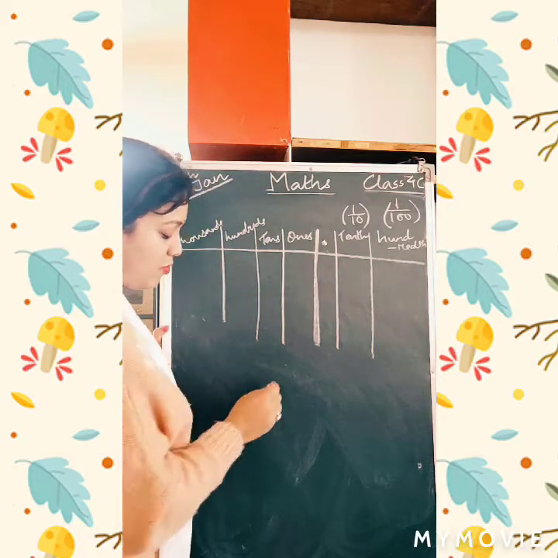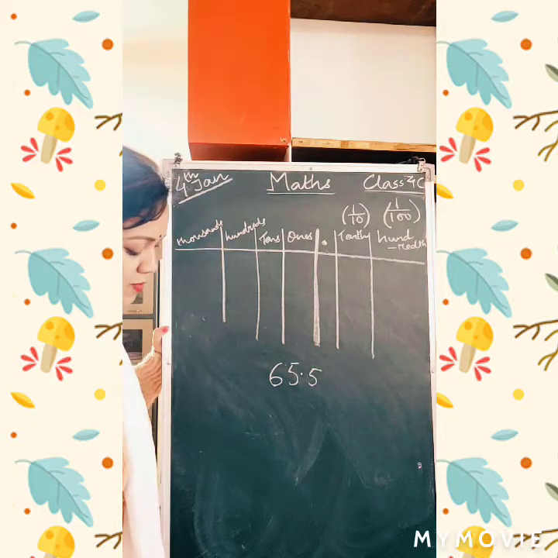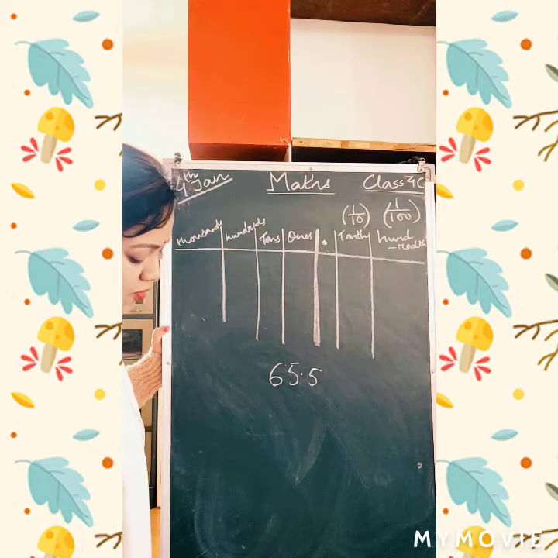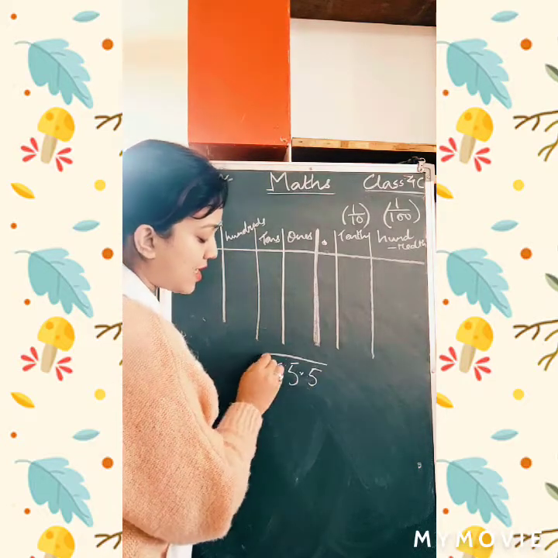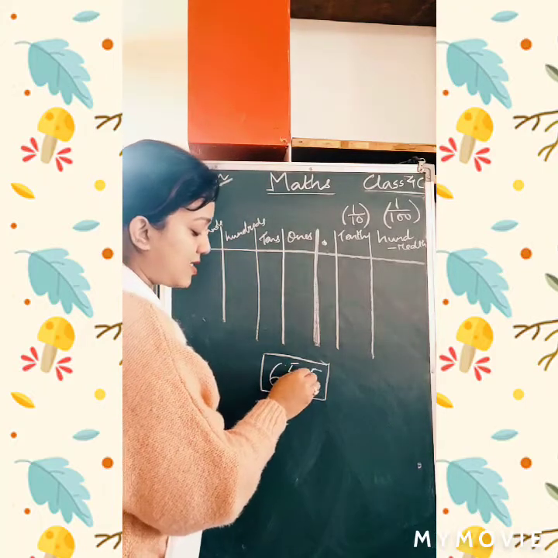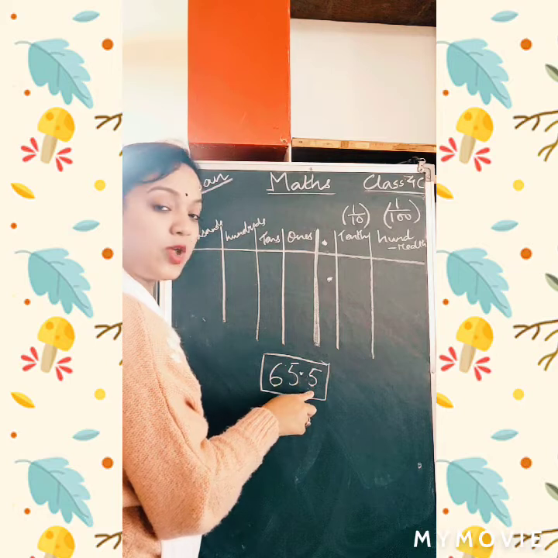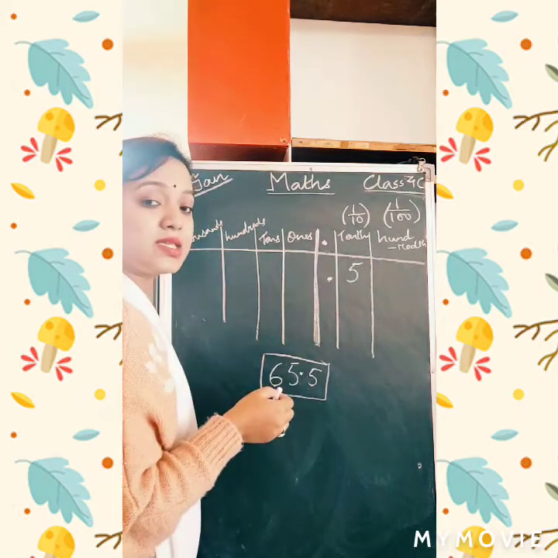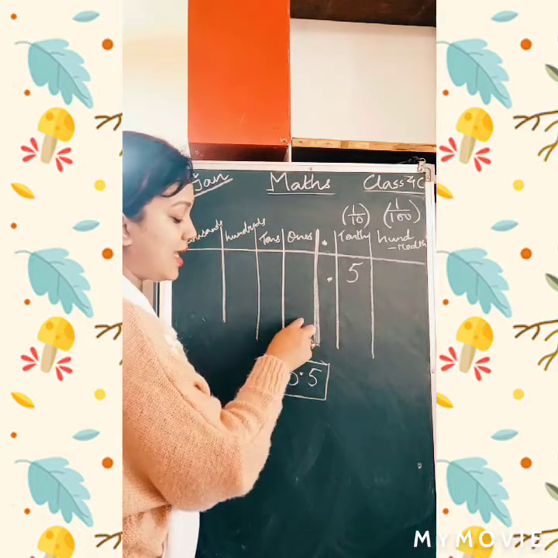Suppose I give you 65.5. Suppose you have to represent 65.5. Then how do you do this? For this 65.5, first always start putting the number from the right. Now here is the point, correct? Fine. Now after your point you have the number 5. You will directly put it in the tenth place. Never put it in the hundredth place. Okay, you will put it in the tenth place.